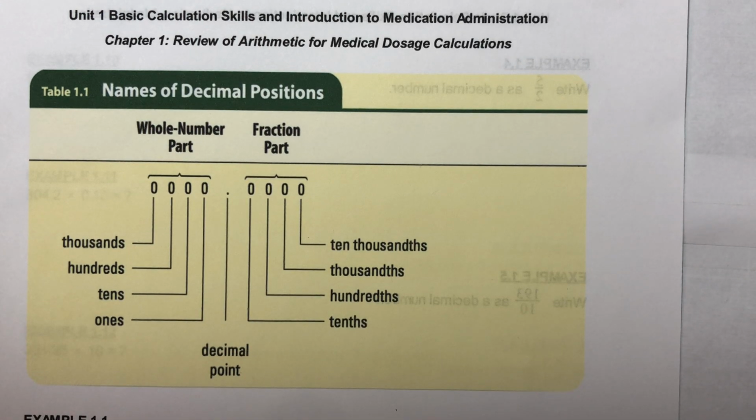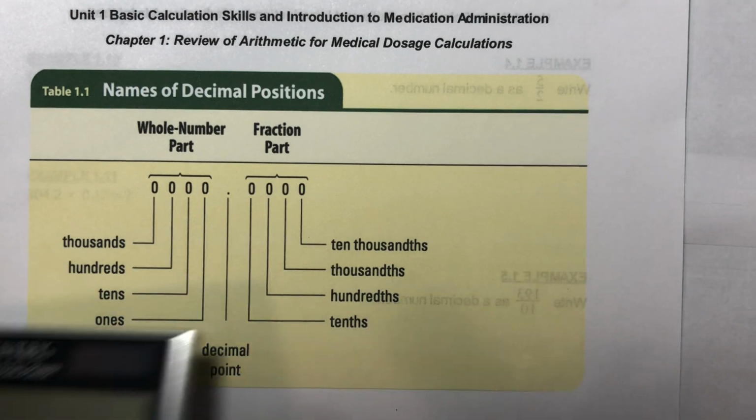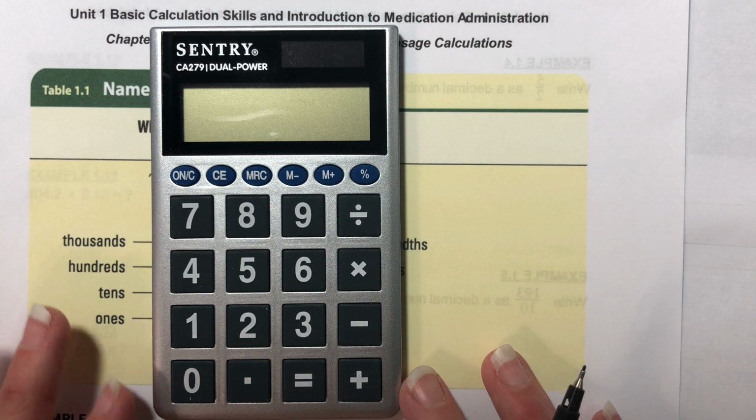Hello, this is the first chapter that we will cover in the Math Bridge 310 that goes into nursing math. What we're going to do in this chapter is just review some arithmetic. You are allowed a calculator, but it needs to be a basic type of calculator.